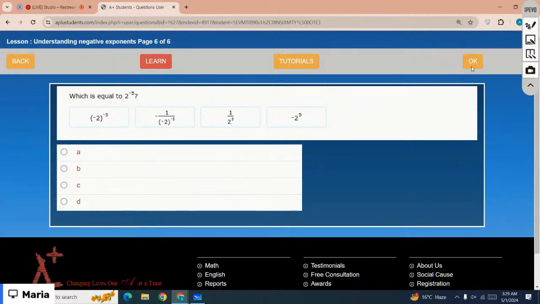Which is equal to 2 exponent negative 5. So which is the correct option? The correct option is 1 over 2 exponent 5. Option number C is the correct option, right?